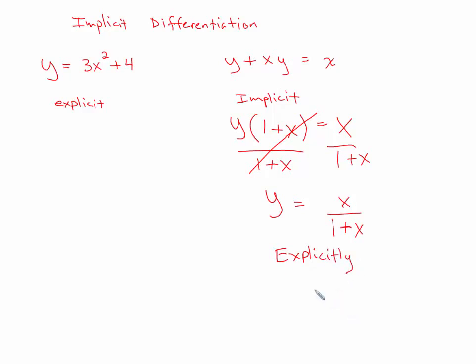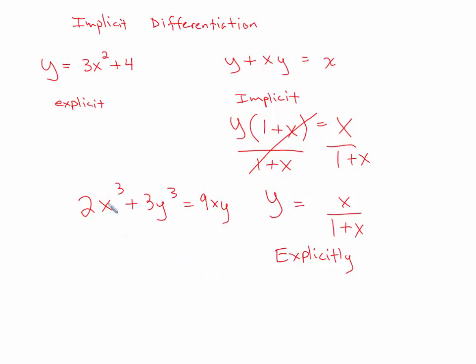Now all the derivatives that we have been taking prior, the functions were always written explicitly. It was always y equal to something, or f of x equal to something. So today you're going to learn what if we get a problem, for example, something like, let's say you need to take the derivative of 2x to the third plus 3y to the third is equal to 9xy.